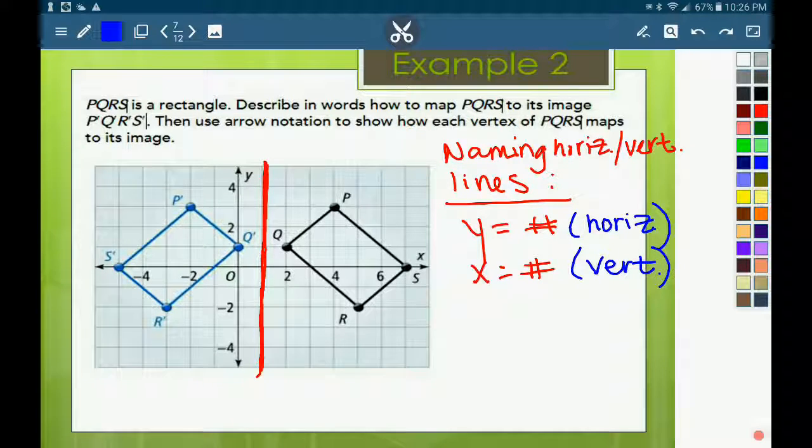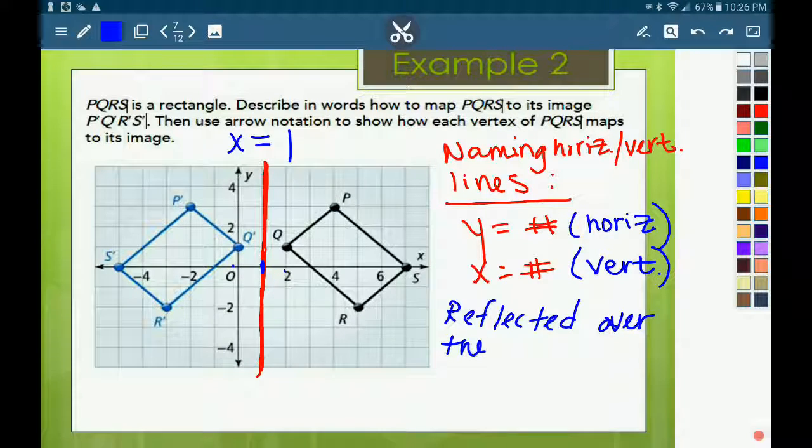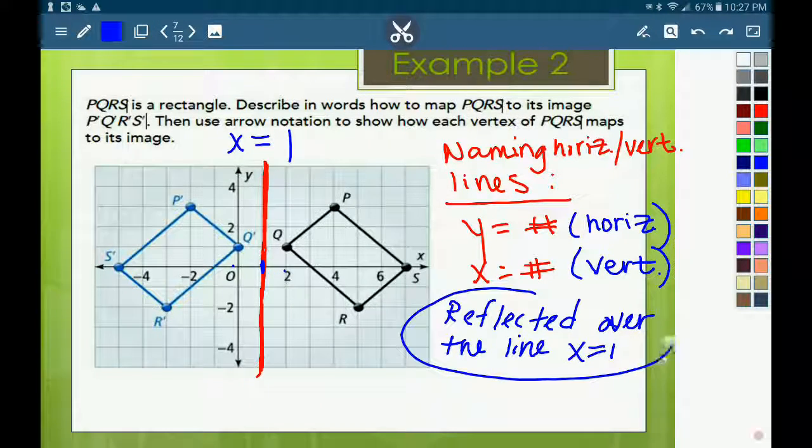So since the red line that I drew, that's going to be the line of reflection, is vertical, it's going to be x equals. Now you just name the number that that line goes through. Well, this right here is going to be at 1 because it's halfway between 0 and 2. So this line is x equals 1. So if we're going to describe this reflection, we would say that it's been reflected over the line x equals 1. That's going to be our description.